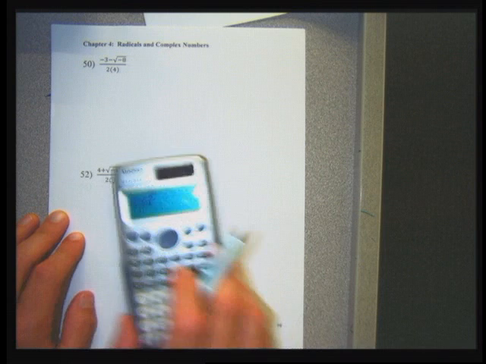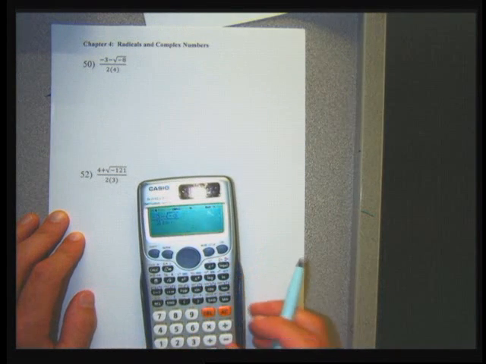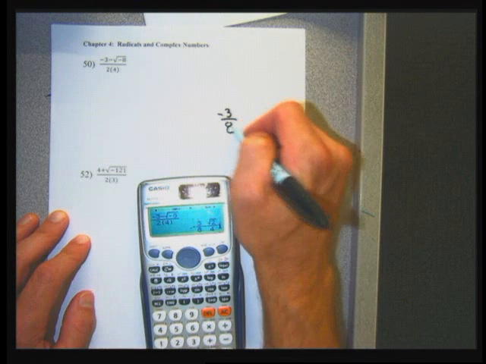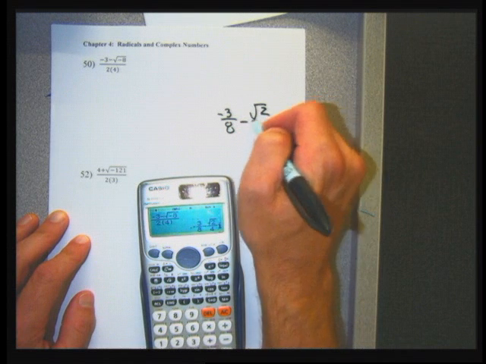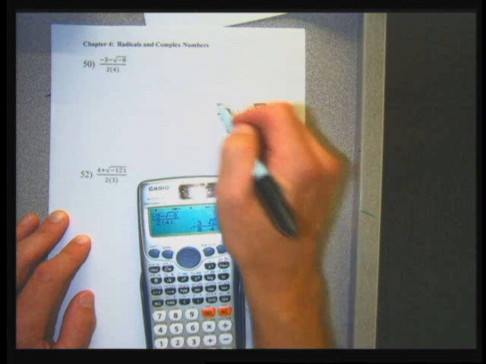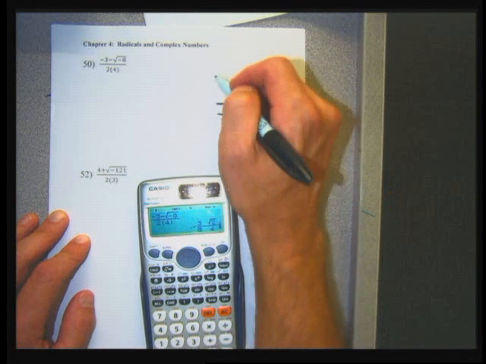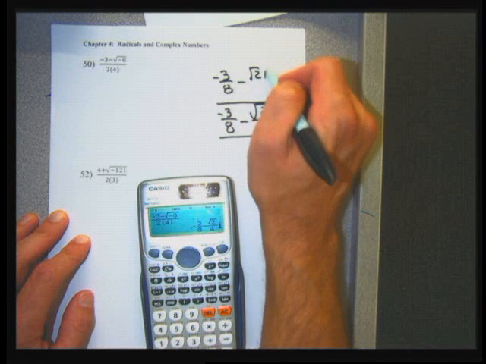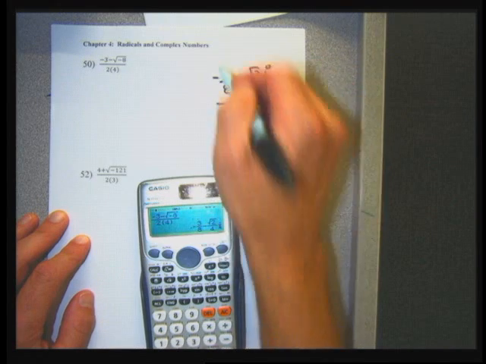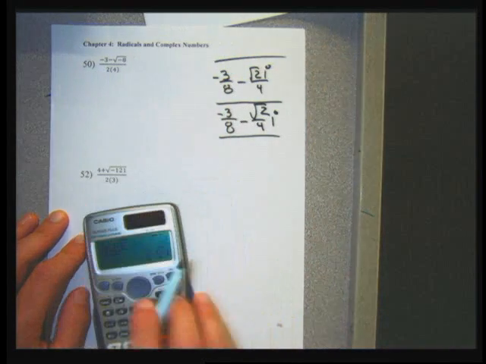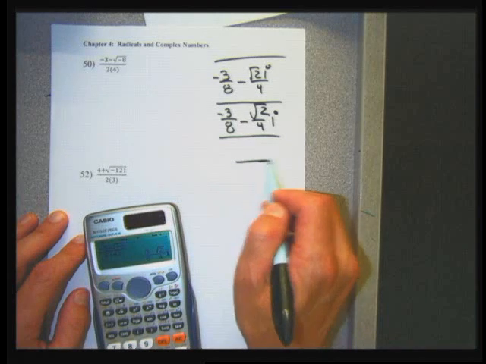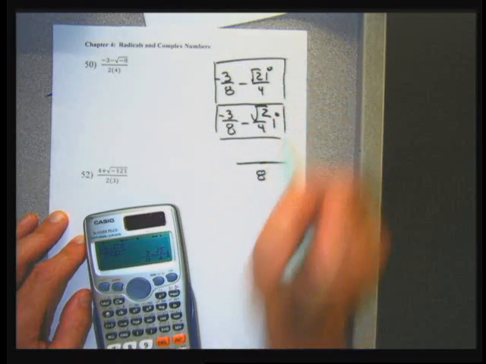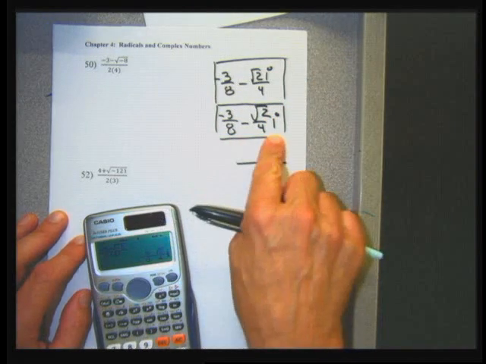So for 50, I get negative 3/8 minus the square root of 2 over 4 i as my calculator answer, which means I can get negative 3/8 minus the square root of 2 times i over 4 for another non-calculator answer. And it also means that if I'm going to make it as a single fraction, which I had been writing in red, my denominator is going to be 8. It's going to be the bigger of these two.